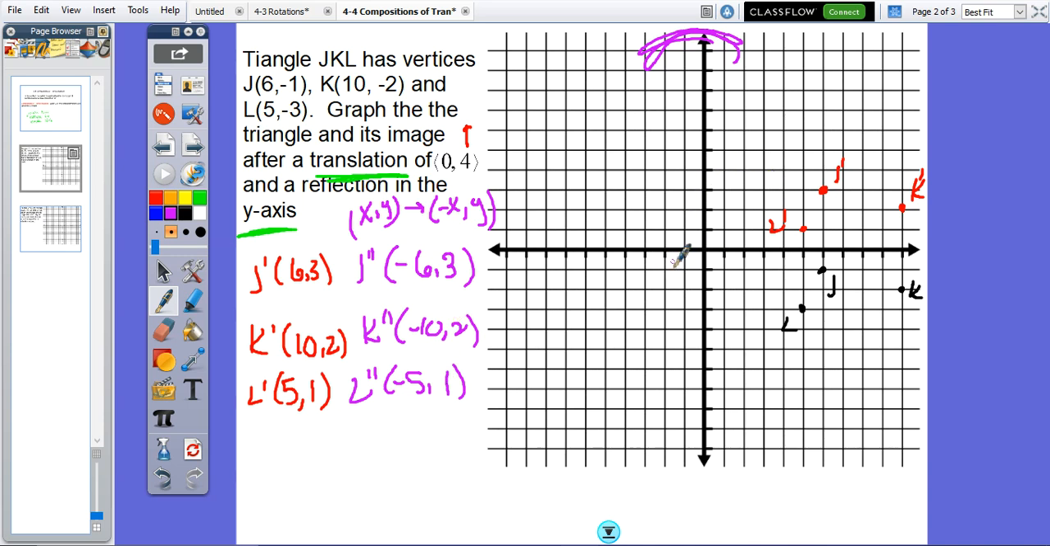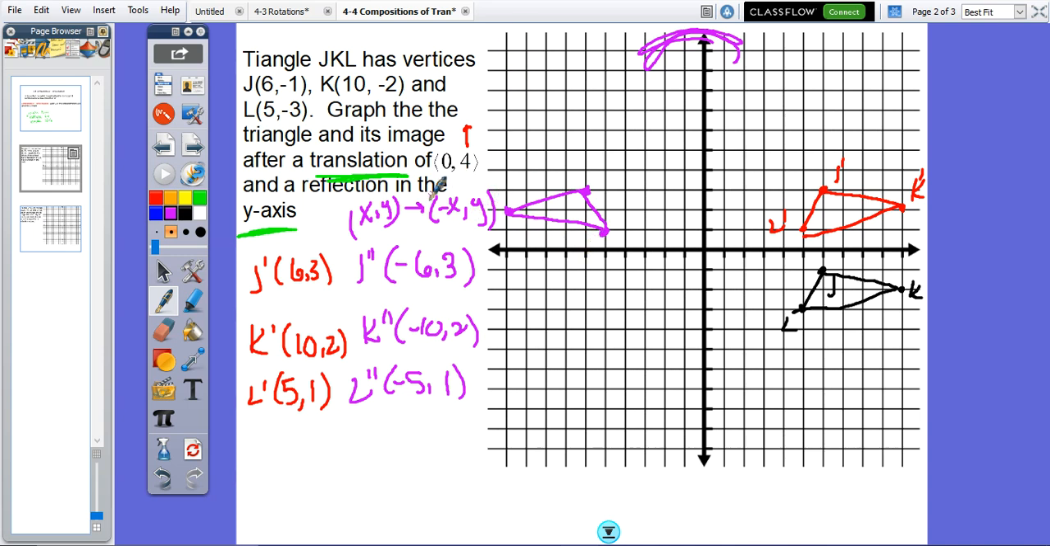So let's see what that looks like. 6, 1, 2, 3, 4, 5, 6, positive 3. 10 and 2, and 5, 1. Look at that. So let's connect them all. I want to see what the actual image looks like. We got this original triangle right here. And then this secondary triangle, our first transformation. It looks the same size, just got shifted up. And then our final one right here, it got flipped over. Bam. So that's how you're going to do these.